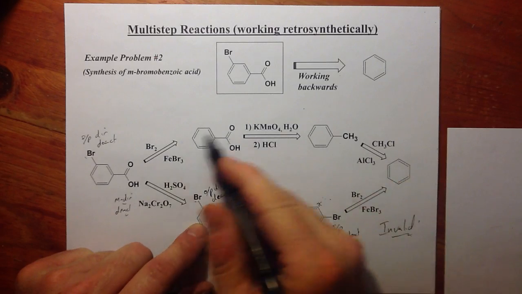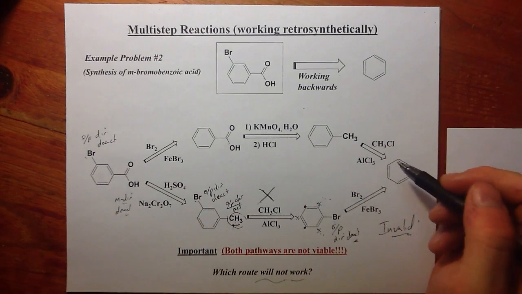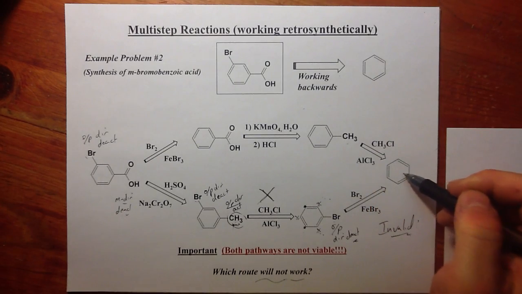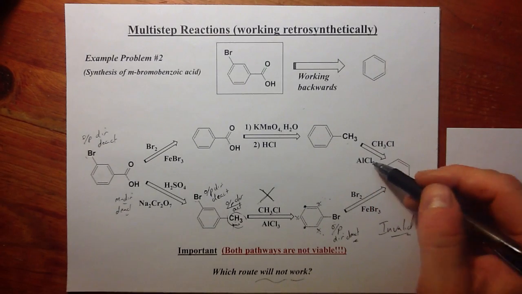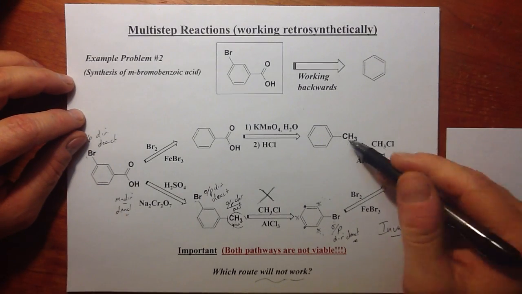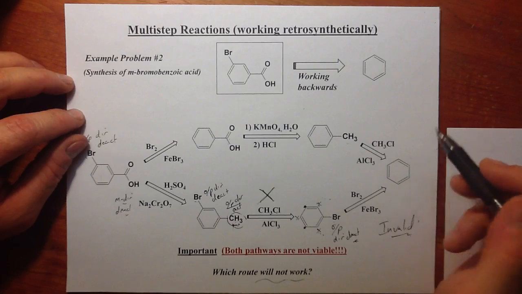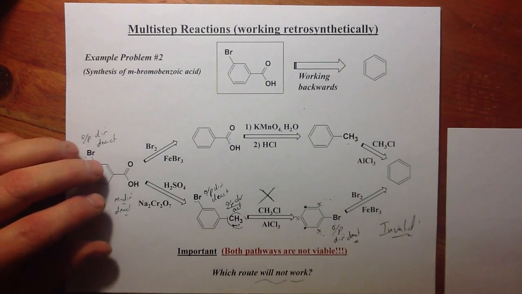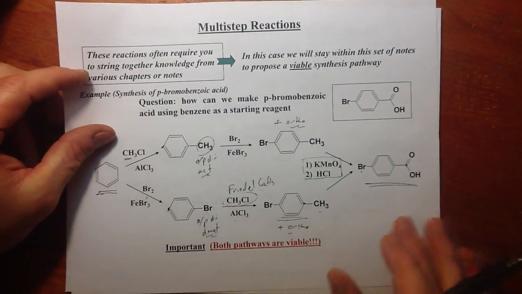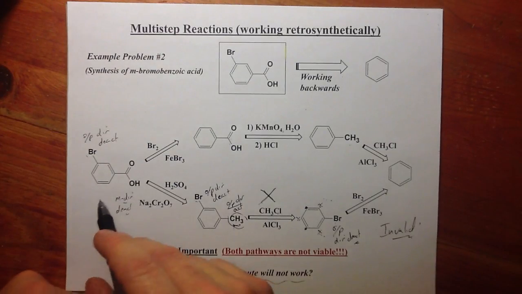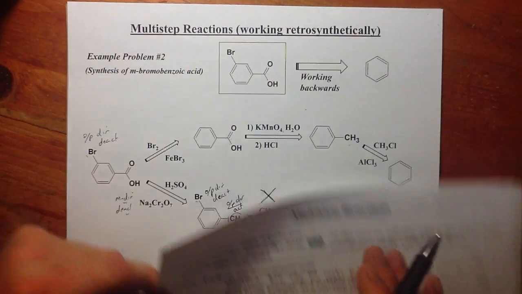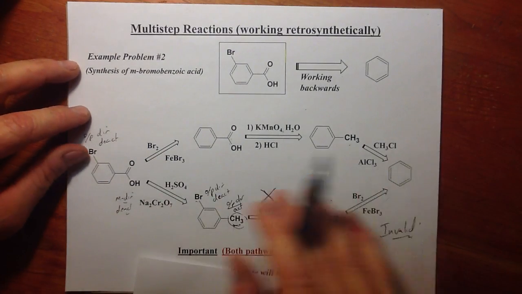This one is still a viable method, and we can easily propose how to make methylbenzene by just having benzene and our methyl chloride and aluminum trichloride in the alkylation reaction to start things off. So that's working retrosynthetically as compared to working synthetically. And again, I drew it kind of from left to right, but apologize. This is how you would see it.